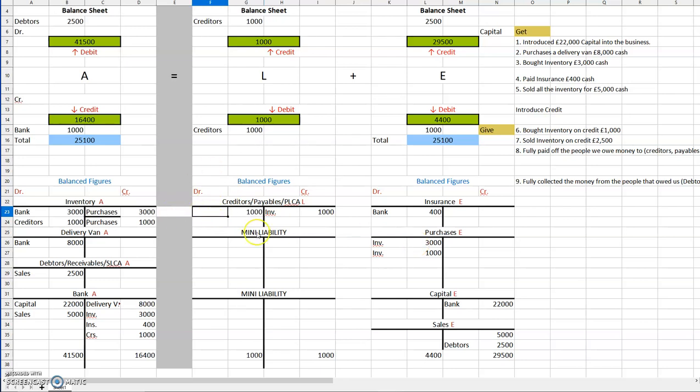Say that comes from the bank. Okay, blues should now be balanced. They are. Okay, so that's it. Double entry has been completed for number 8.